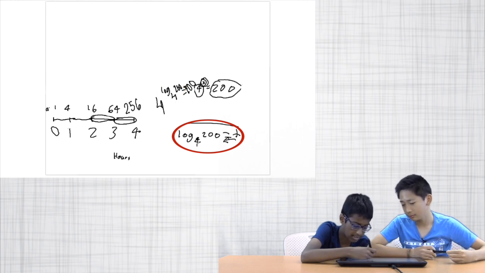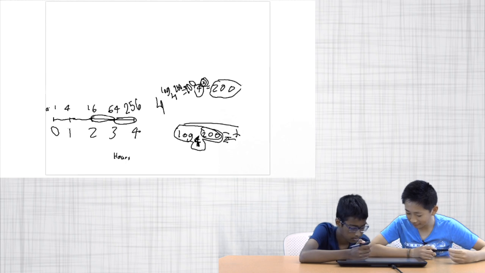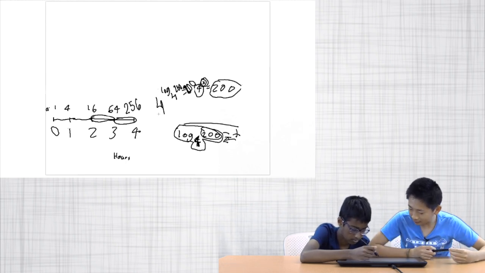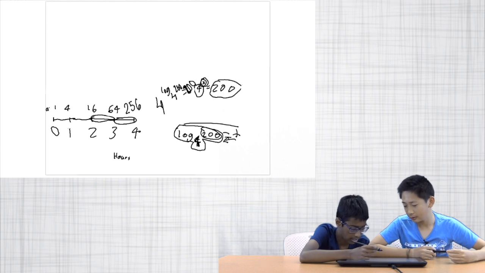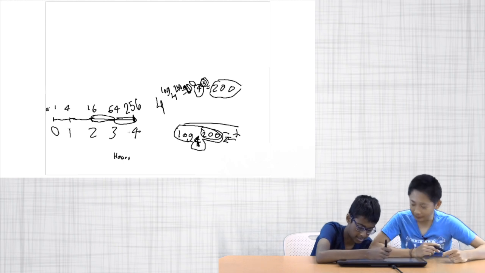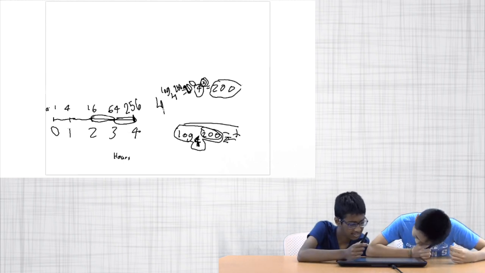So this is like the definition of log, because this is the base, and this whole thing is the exponent, and this is the answer in the exponential thing. And so what does it mean in the context of the problem, log base 4 of 200? What does that exponent mean? This exponent is the number of hours it takes for Harry to get to 200 grams of mold.